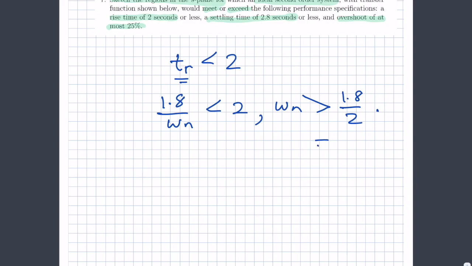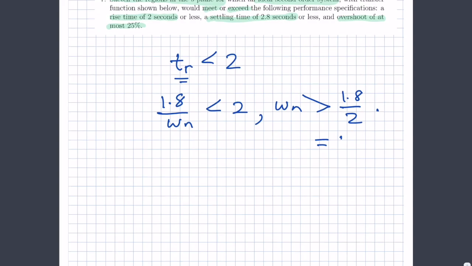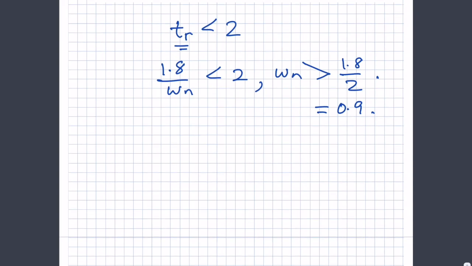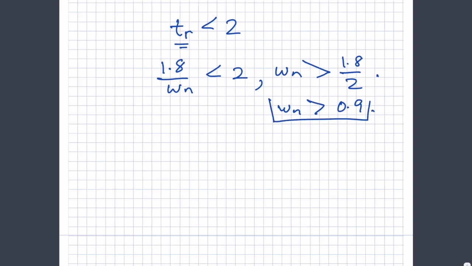Alright, so 1.8 over 2 is, I calculate that. Oh, that's embarrassing. 0.9. Of course, it's 0.9. All right, so I know that omega n has to be bigger than 0.9. And then I have a picture in my head about what omega n means. I'll draw that in just a second.